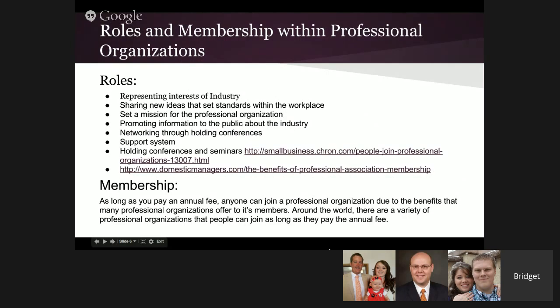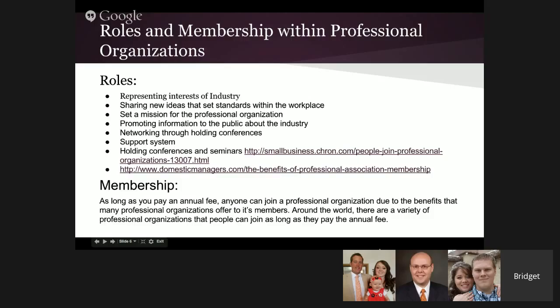Roles and memberships within a professional organization. The roles are representing the interests of the industry, sharing new ideas that set standards within the workplace, setting a mission for the professional organization, promoting information to the public about the industry, networking through holding conferences, support systems, and again, holding conferences and seminars.